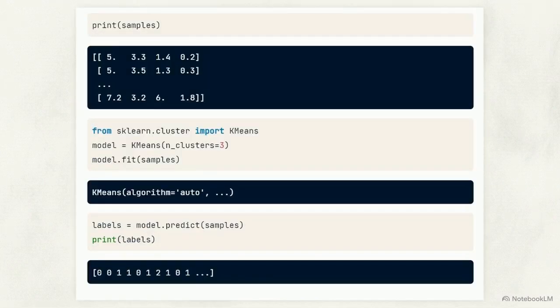The Scikit-Learn library executes this process with a couple of lines of code. We tell the model to create 3 clusters and fit our data. The immediate output is an array of numeric labels, proving the model successfully categorized the raw numbers into distinct groups.